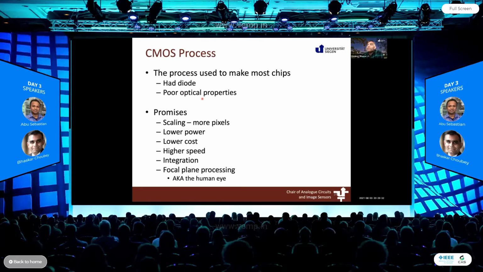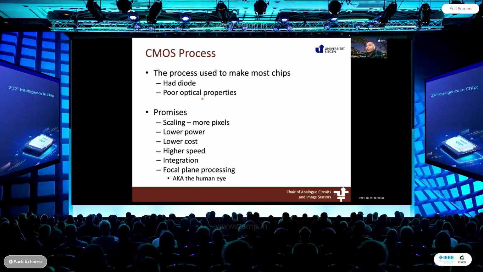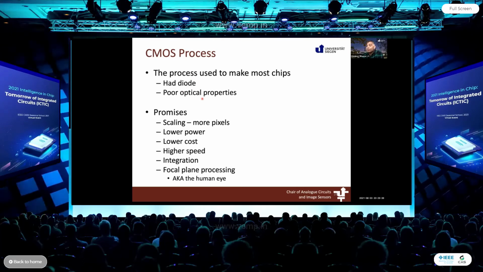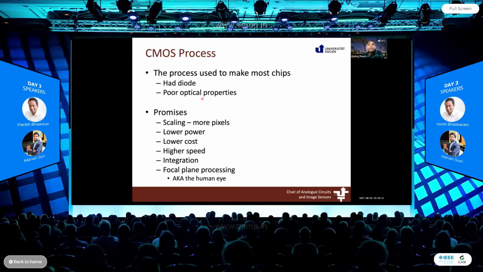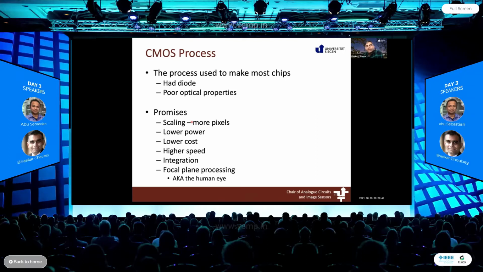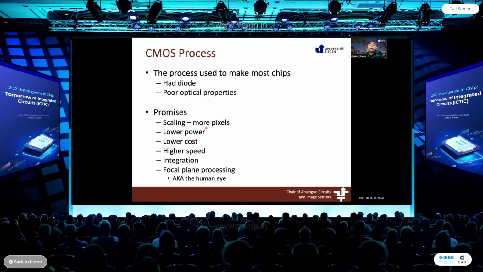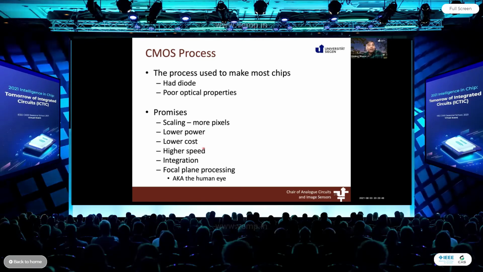Remember, CMOS process originally was never designed to make cameras. It was designed to make processors and memory. So no one cared about the parasitic diode which is available. But it had the promise. Transistors become smaller, which means you can have more pixels. It could provide lower power, lower cost, higher speed.